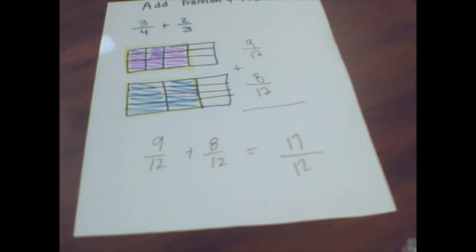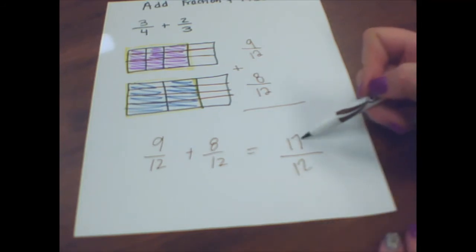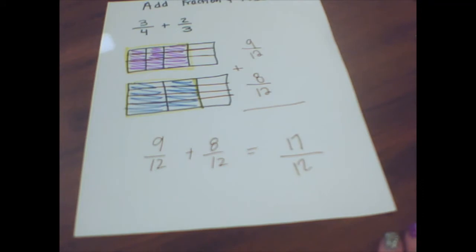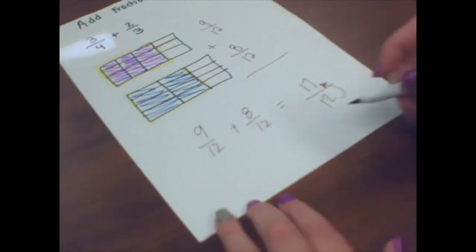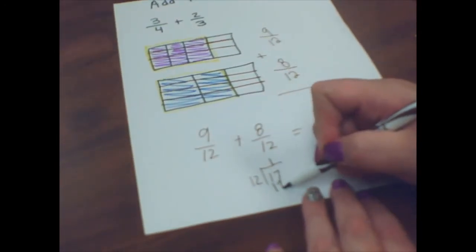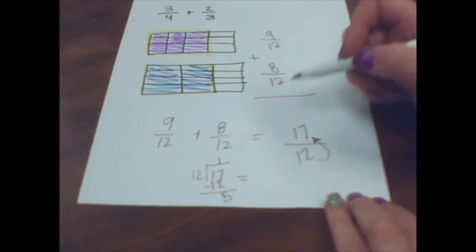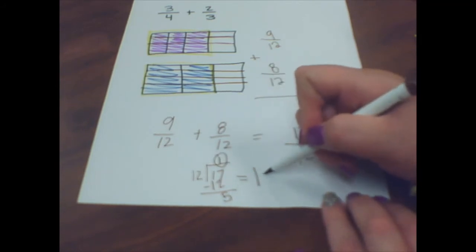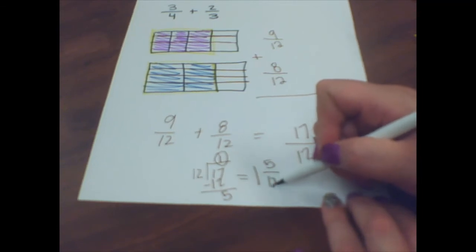17. Okay? This is an improper fraction. When something is improper, that means the numerator is greater than the denominator. So it turns into a division problem. I have to put 12 into 17. 12 goes into 17 one time with 5 left over. So I get 1 whole with 5 left over, and my denominator doesn't change.